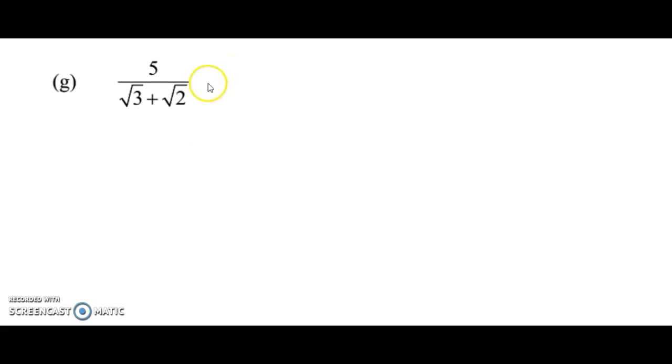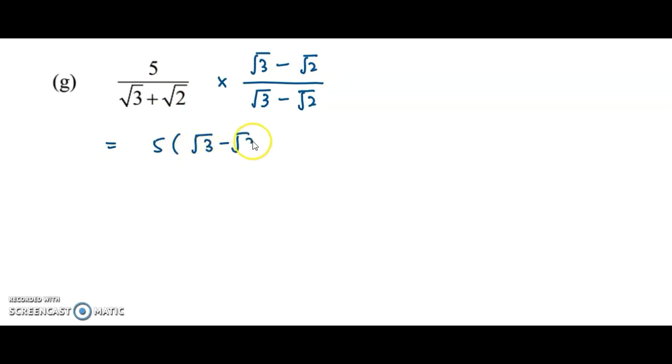This question is similar to the previous one. Multiply by the conjugate. For the conjugate, I just change the sign in the middle here. I got surd 3 minus surd 2. On top, multiply by the same thing. After that, the numerator I can simplify in this form, divided by surd 3, expand it. Okay, we try to expand.